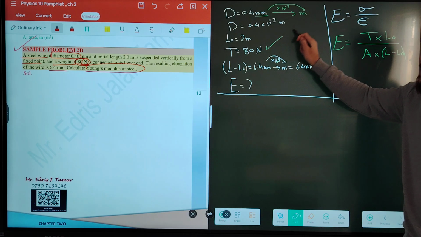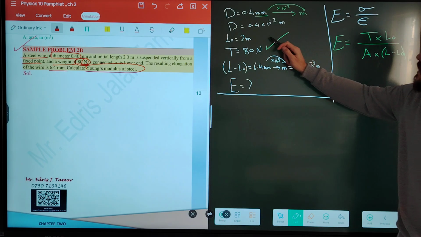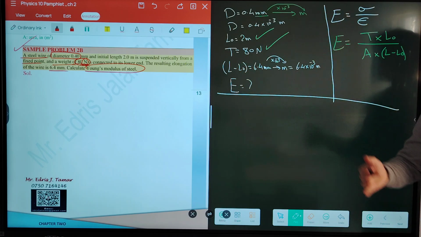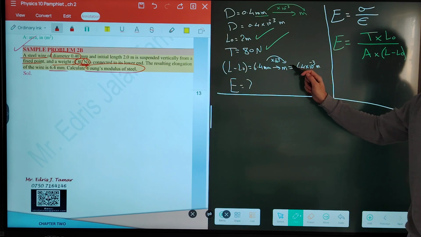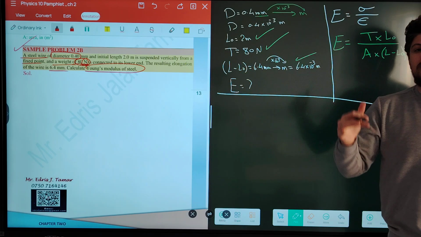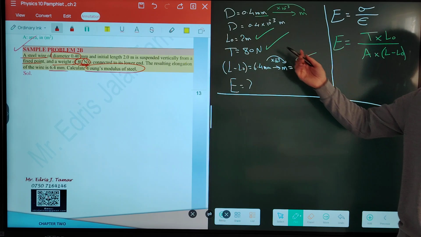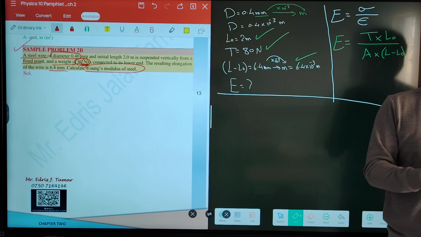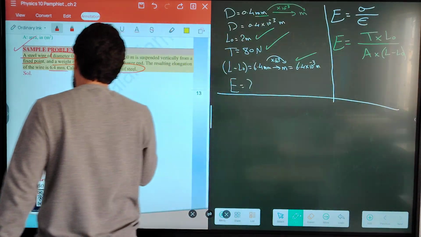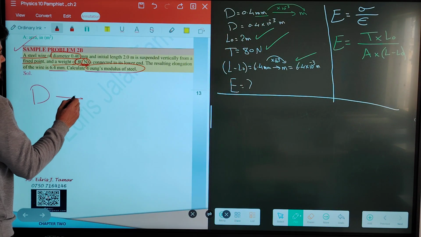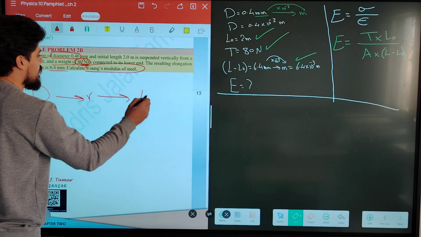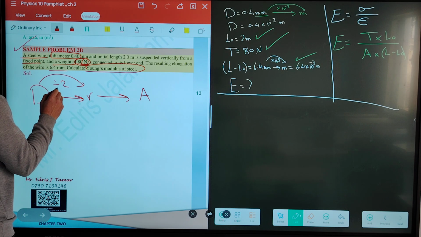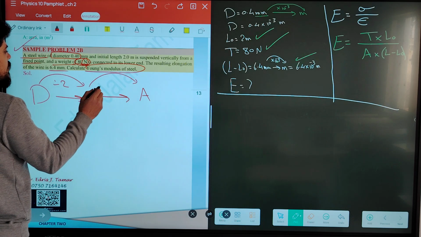Guys, look. Do we have tension? Yes. Do we have initial length? Yes, 2 meters. Do we have area? No, we don't have area. Do we have elongation? Yes, we have elongation. Only we don't have area. But instead of area, what was given in the question? Diameter. How can you convert diameter to area? We studied. Diameter, you have to convert to radius. Radius, convert to area. How can you convert diameter to radius? Divide by 2.